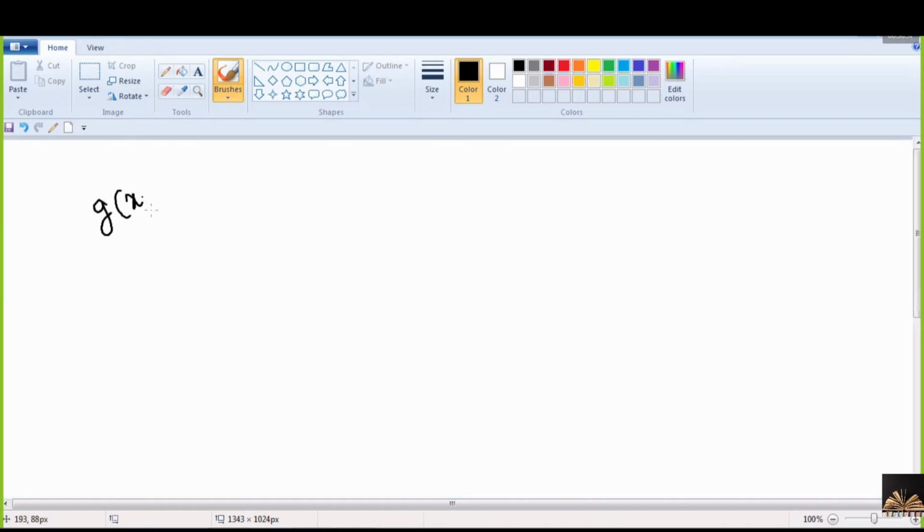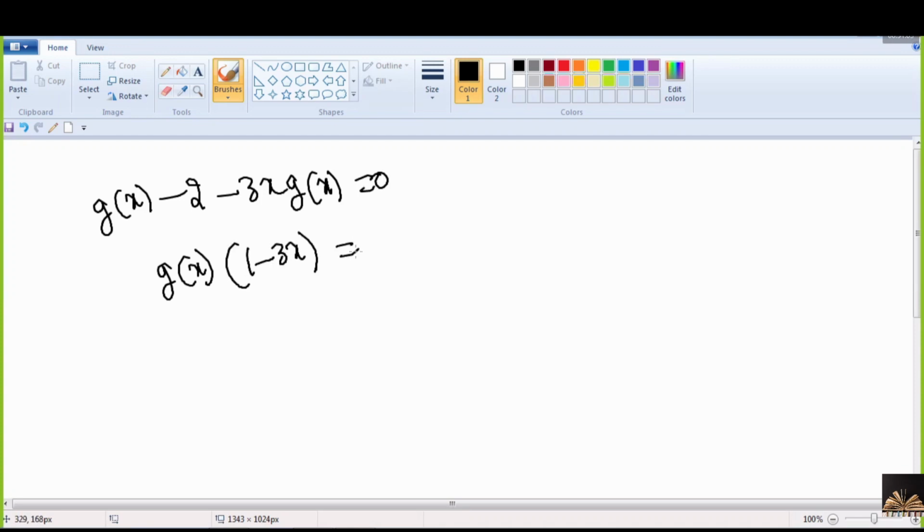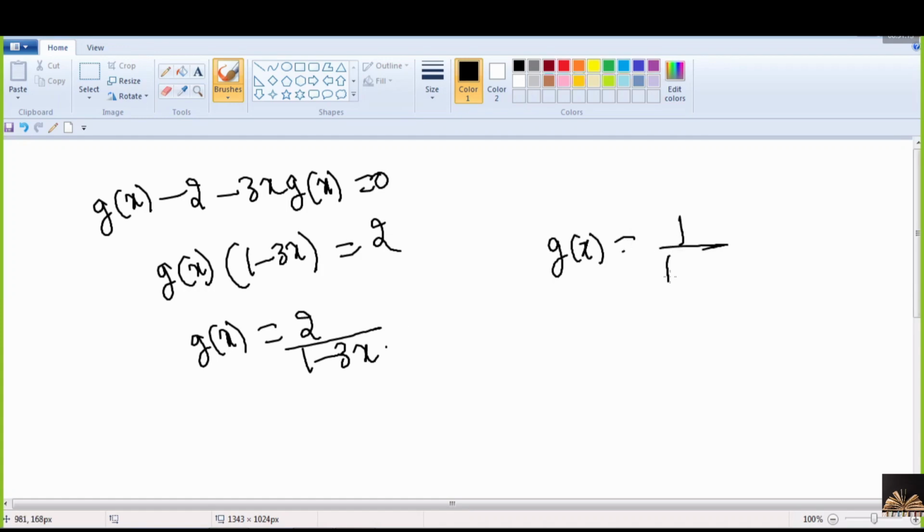You just simplify this. We got g of x minus 2 minus 3x into g of x equal to 0. Take g of x as common, then you will get g of x into 1 minus 3x is equal to 2. And g of x equal to 2 by 1 minus 3x. What is the closed form of g of x? It is 1 by 1 minus ax. So this g of x can be written as 2 into 1 by 1 minus ax where a equal to 3. 1 by 1 minus 3x.